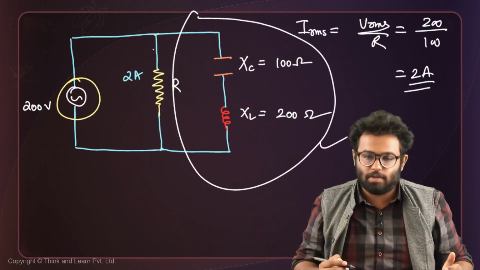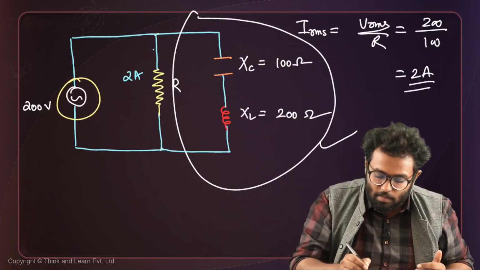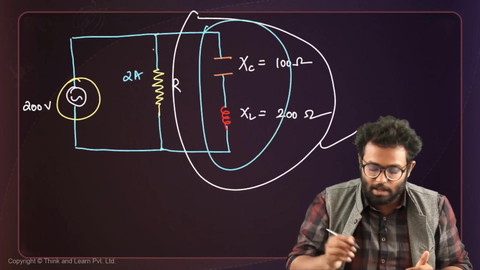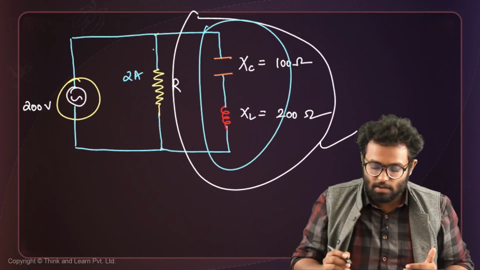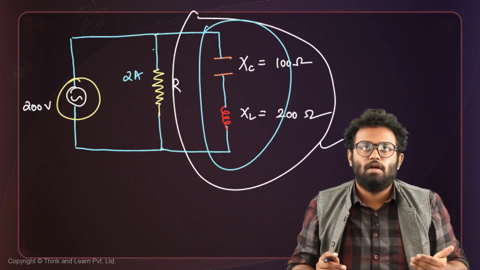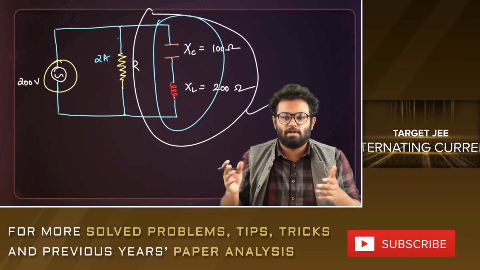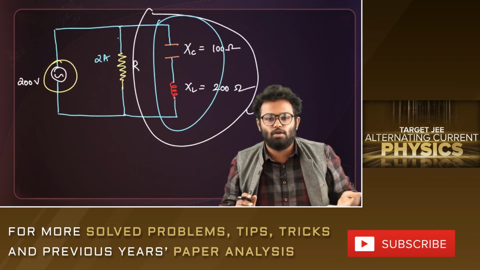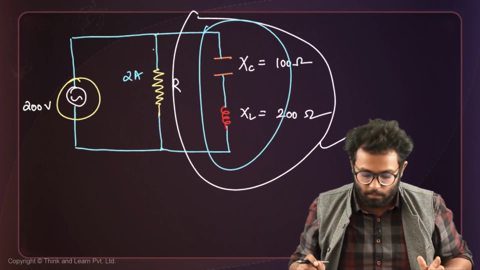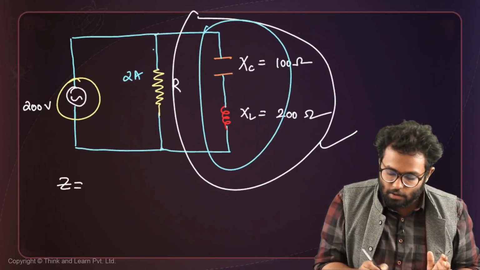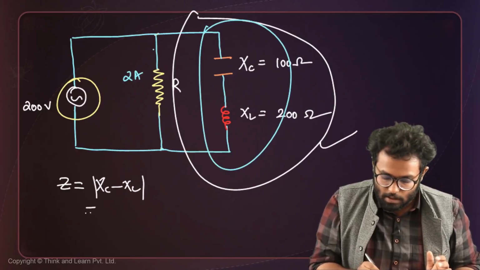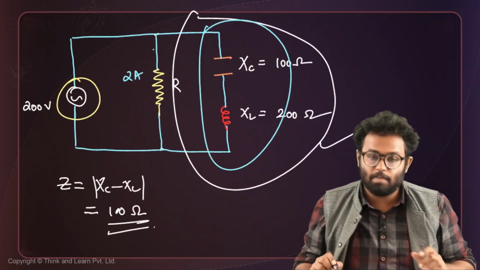But when these guys come into the picture, what are they doing? They will also have some RMS current flowing through them, and that will be determined by the impedance of their branch. What is the impedance of their branch? It is just XC and XL. The square of impedance is R squared plus (XC minus XL) squared. There's no R in this branch, so it's 0, and the square would get cancelled, so you simply get the impedance equal to the mod of XC minus XL, which is 100 ohms.